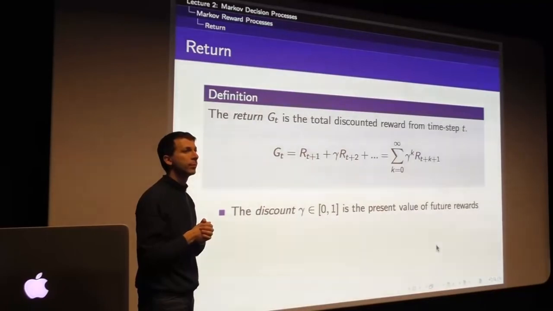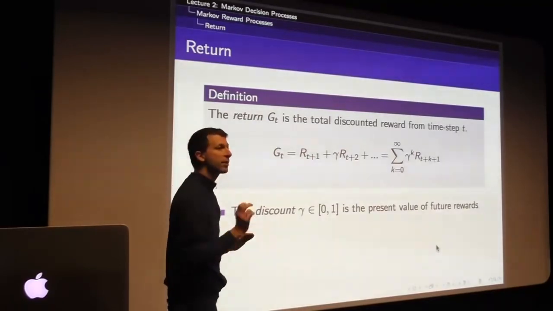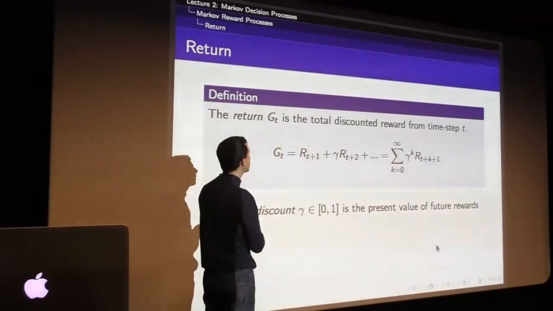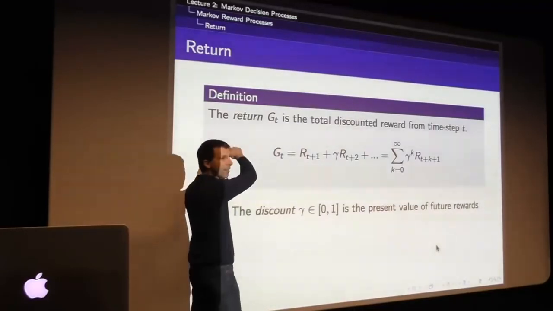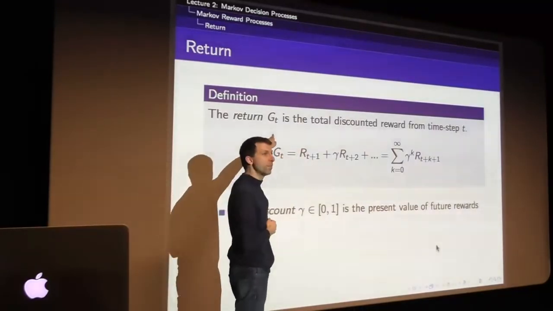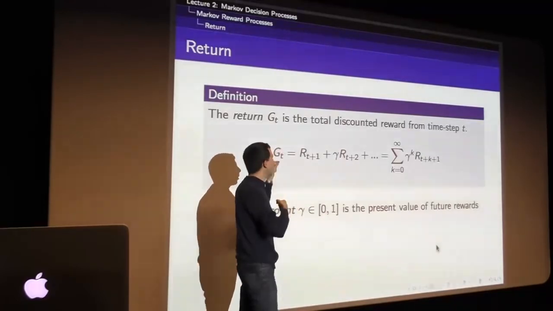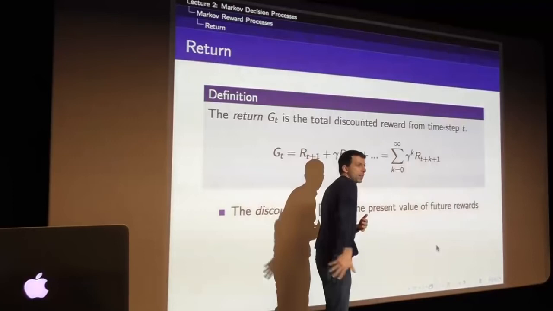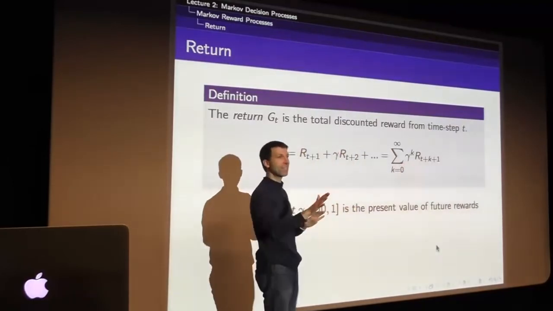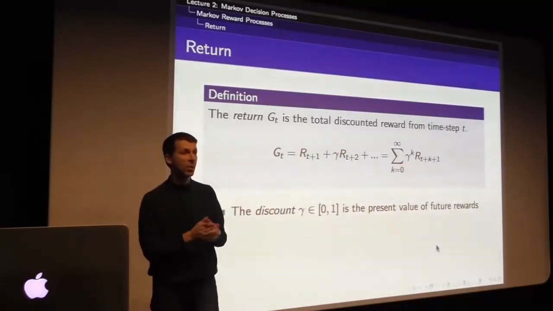Yeah, question? Why is there no expectation here? That's a good question. There's no expectation here because we're just talking about a random sample at the moment. So G is random. G is just one sample from our Markov reward process of the rewards that we get going through that sequence. Later, in a couple of slides, we'll introduce the expectation, which is what we actually care about.